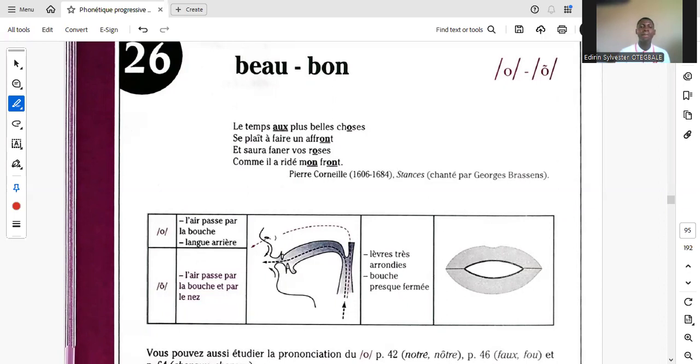Dans 26. Beau, bon. Exercice 1. 1, Ils sont beaux. Ils sont beaux. 2, Ils sont chauds. Ils sont chauds. 3, Ils sont gros. Ils sont gros.